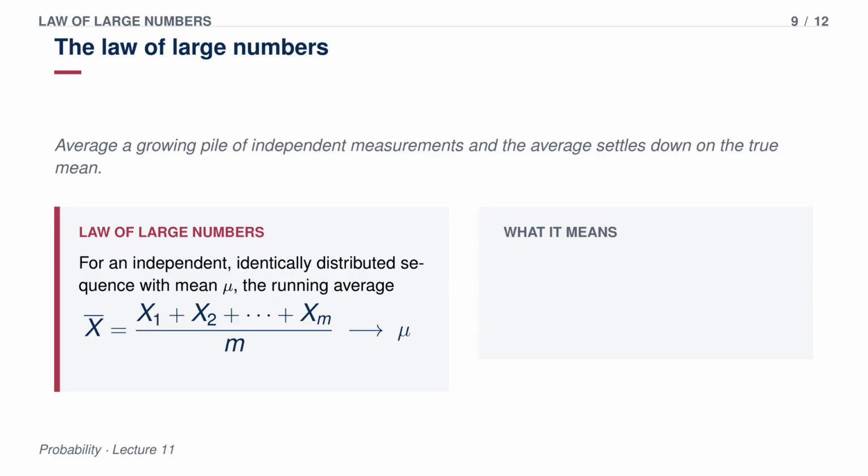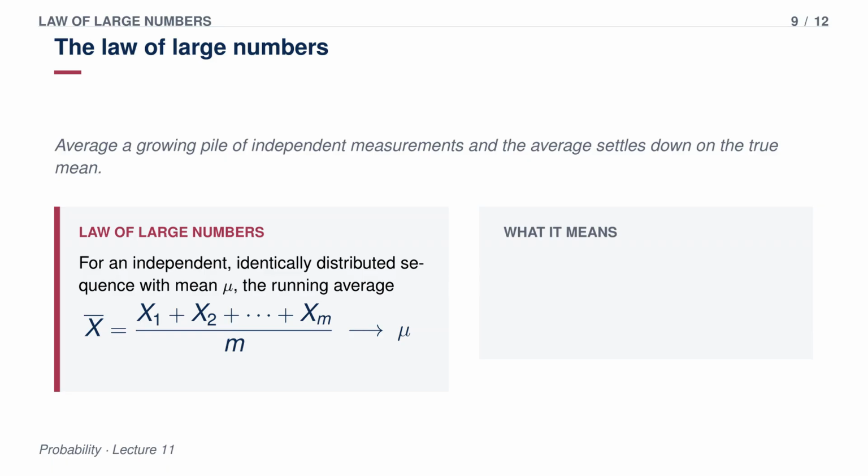This next idea is genuinely different, and people blur the two all the time, so let me draw a hard line. The law of large numbers isn't about shape at all. It's about an average settling down. Take a growing pile of independent measurements, all with the same true mean mu, and form the running average, x1 plus x2 and so on, divided by m. As m grows, that running average homes in on mu.